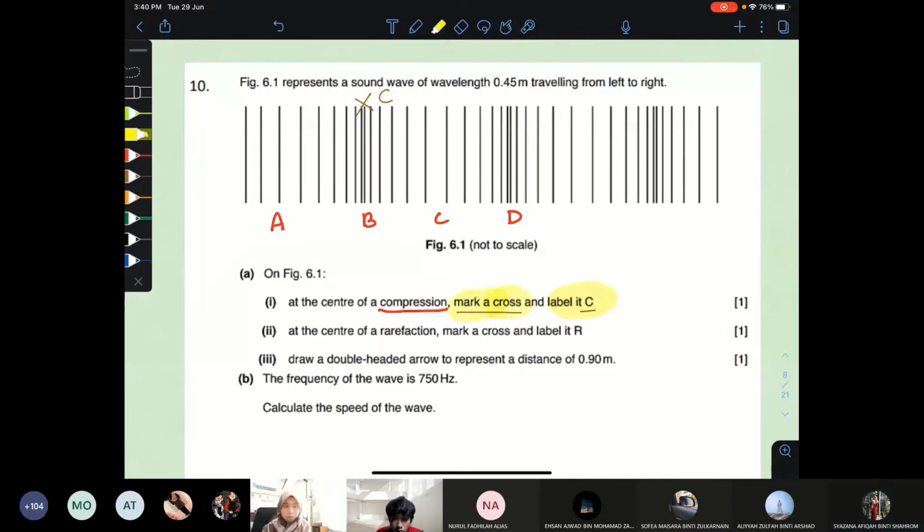At the center of the refraction, mark a cross and label it R. This shouldn't be any problem either. So this should be the cross, labelled R. Draw a double-headed arrow to represent a distance of 0.9 meters. Why is the question like that? What is given to you?